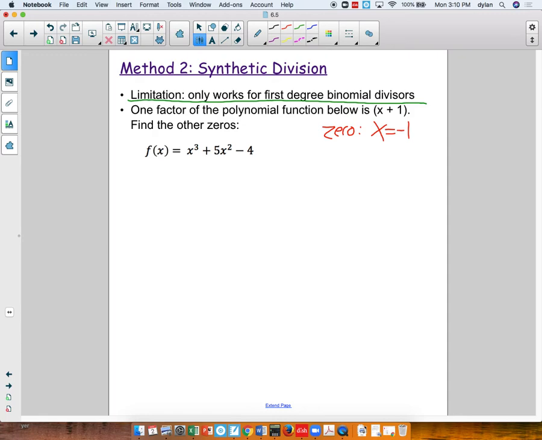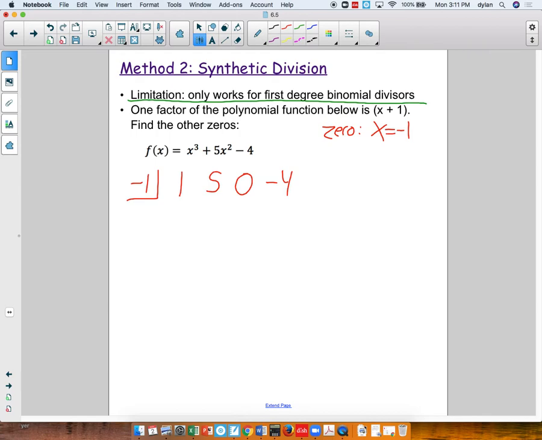So I would take my negative 1, and I'm going to put it in a box to remind myself that that's the division piece for this problem. And then rather than writing down the entire polynomial, we just take the coefficients. So x cubed has a coefficient of 1, x squared has a coefficient of 5. The really important part here is x has a coefficient of 0, and then the constant term is negative 4. It's really important to not forget to include the 0 coefficients on terms that are missing, because we need to include those as well to make the synthetic division actually work.